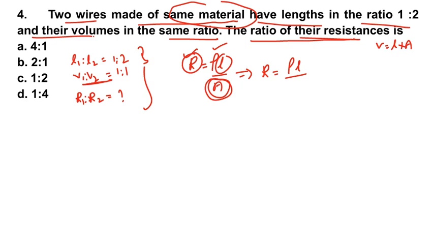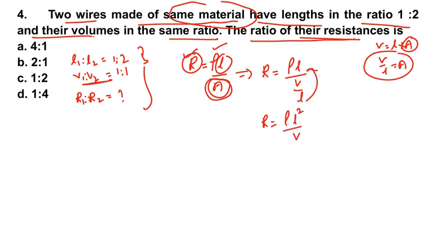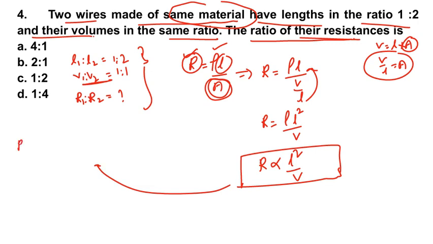So in place of area, what can you write? In place of area, you can write volume by length. Just substitute V by L here. What will you get? R equals rho L by V. So L goes to the numerator, so it becomes rho L square by V. So you are getting the formula: R is proportional to L square by V. Based on this relation, you can derive the formula. So based on this, what can you write here? R1 by R2 equals L1 by L2 whole square into V2 by V1.